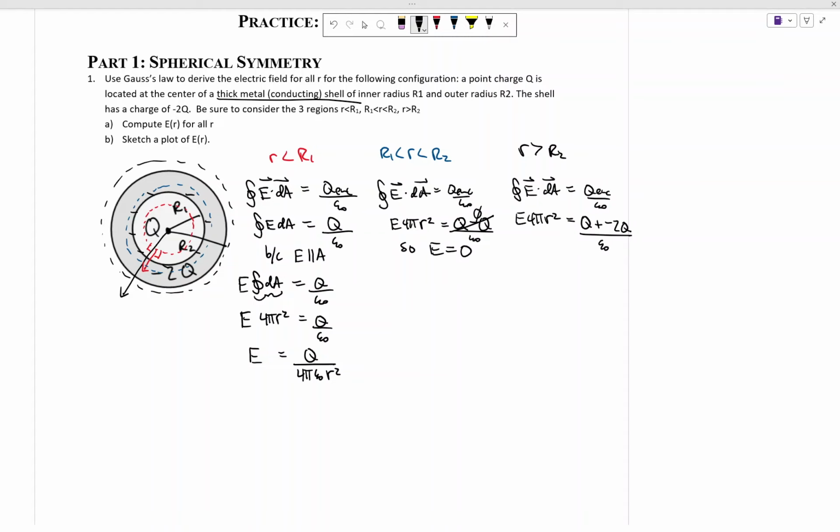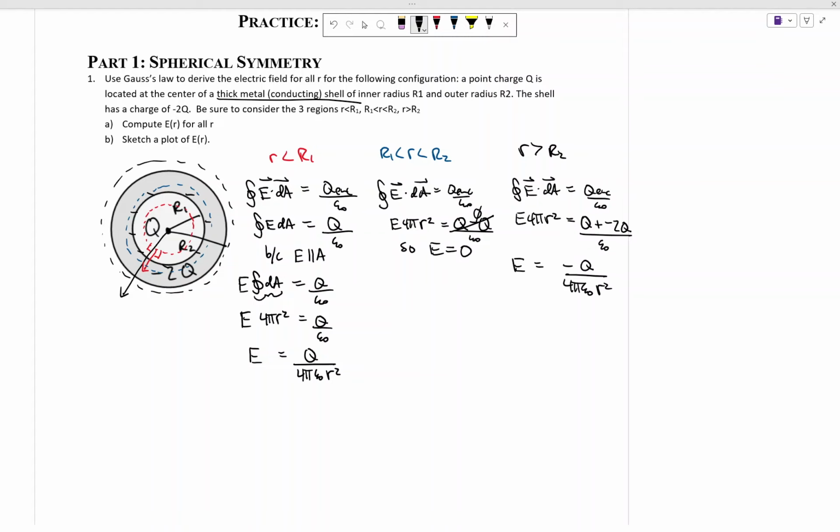And remember, Gauss's law, all it depends on is the charge that's enclosed in your Gaussian surface. So for this largest surface, it encloses both Q at the point at the middle and the negative 2Q. And so what's that going to give us but negative 1Q? And so E here looks like negative Q over 4 pi epsilon naught R squared. And so we've computed what the electric field will be for each of those regions.